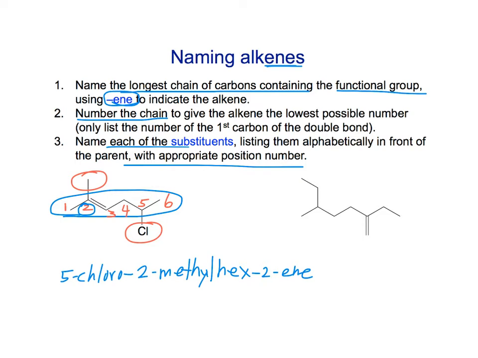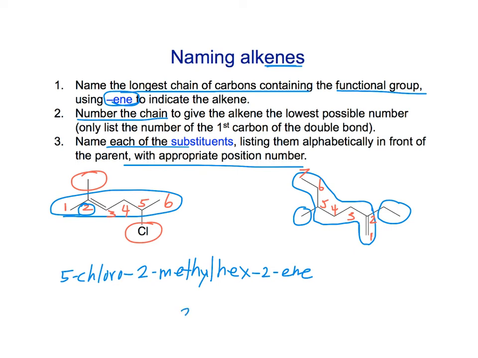All right, let's look at the next example. So in this case, the longest chain isn't the one that goes straight across, right? We need to include this alkene. So the longest chain is going to go up this way. We number this to give that alkene the lowest possible number. So we're going to number here 1, 2, 3, 4, 5, 6, 7. So this will be a heptene. We have an ethyl group at 2, a methyl group at 5.